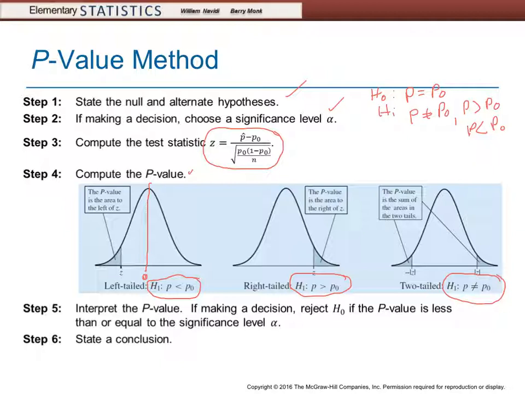Then in step 5, we interpret the p-value and make a decision. That is, we either reject or do not reject H0 if the p-value is less than or equal to the significance level of alpha. Then we state our conclusion.